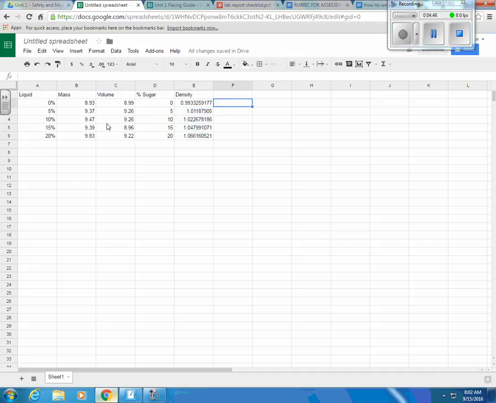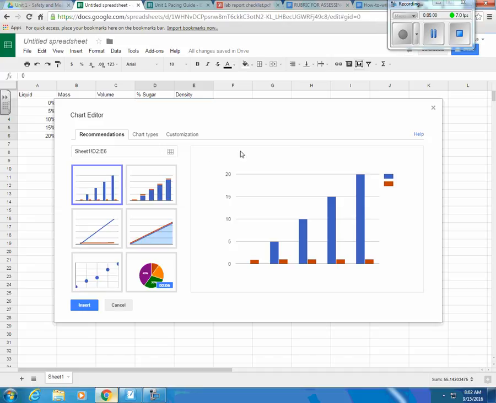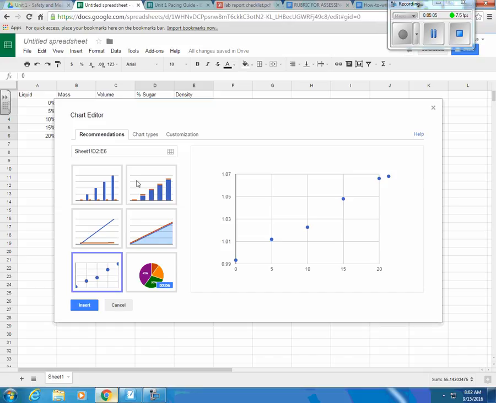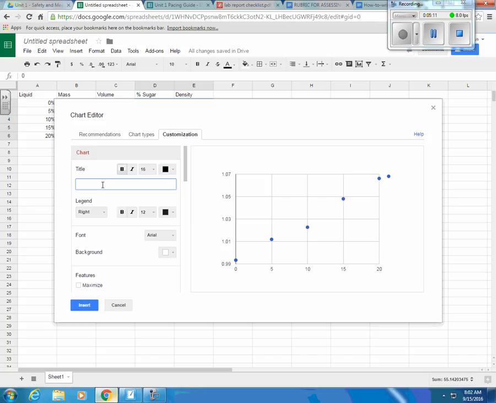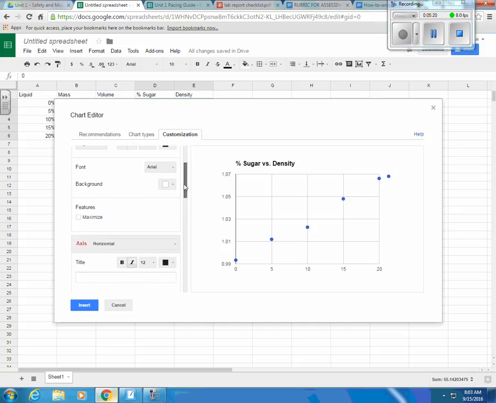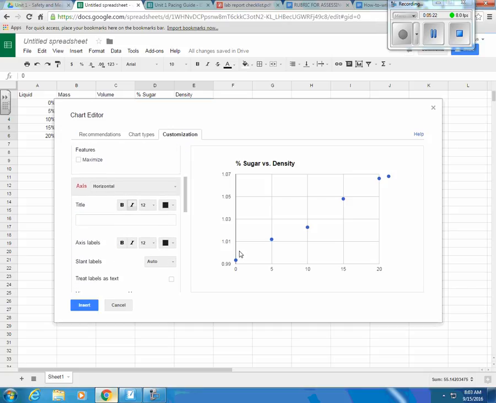This is what we're going to use to make our chart. We're going to highlight these right here and click Insert Chart. You need to click right here. This is a scatter plot. And then go to customization. We're going to put a title, so it's percent sugar versus density. Then we're going to come down. The horizontal axis, or the x-axis, is our percent sugar.